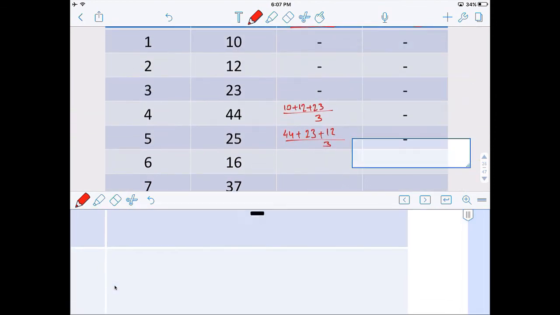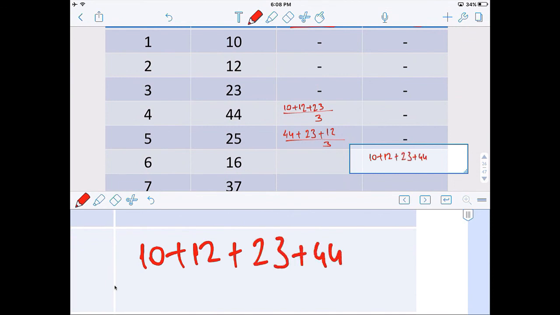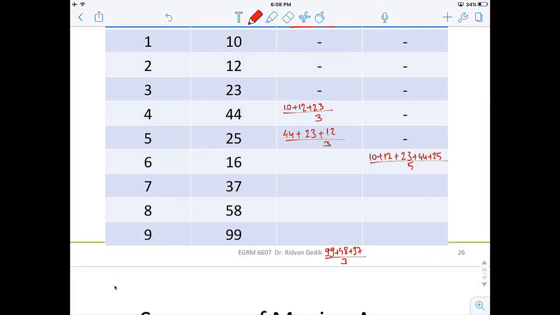Okay, so how do we do it with moving average with k is equal to 5? Again, the only thing that's going to change is the k here. So it's going to be 10 plus 12 plus 23 plus 44 plus 25 divided by 5. Okay, should be simple enough.